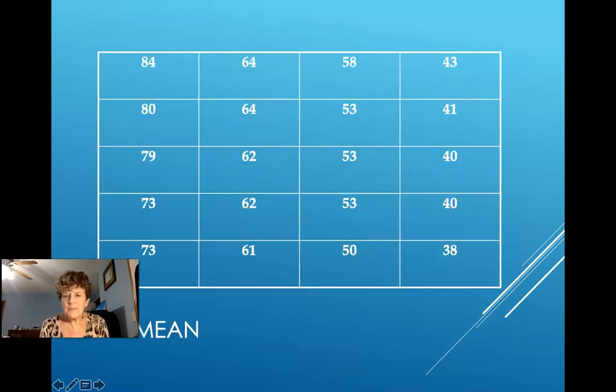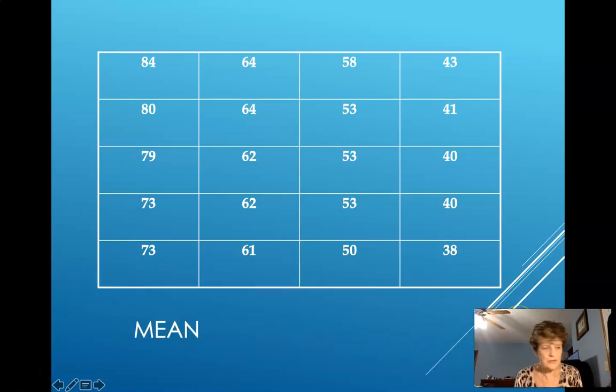Now let's talk a little bit about the mean, because you're going to have to do this in an assignment. So I'm going to show you some good ways to figure out how to do this. So here are all these numbers. If you count the grid, you see it goes 4 across and 5 down, so that is 20 numbers.